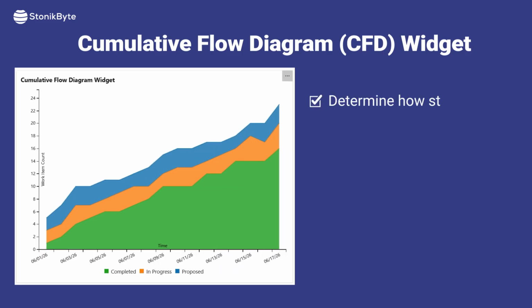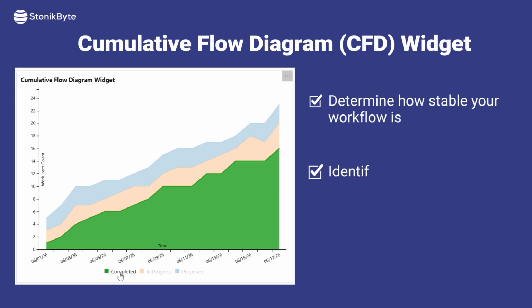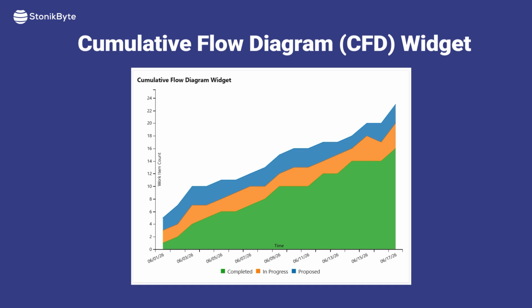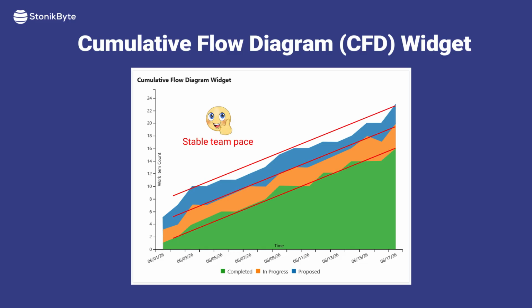You can use this widget to determine how stable your flow is, to identify bottlenecks, and to understand where you need to focus on to make your process more predictable. The horizontal axis represents time, and the vertical axis represents the total number of work items. A diagram with all the bands parallel and constant indicates a stable team pace. The completed band should grow constantly to assure a stable workflow and to make sure your team keeps delivering work.